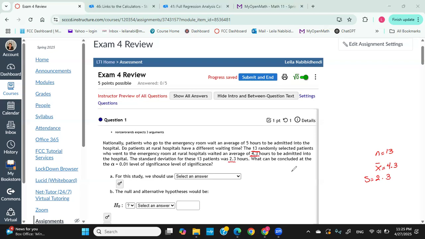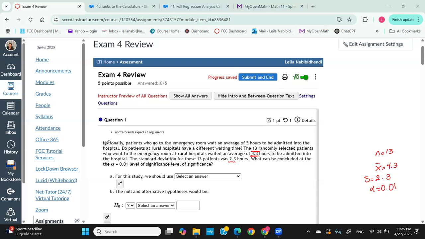What can be computed at alpha equal 0.01 level of significance? So first of all, when you read the question, you need to decide what type of test we have based on the claim, based on the null and alternative hypothesis. So it's better to write the null and alternative first.